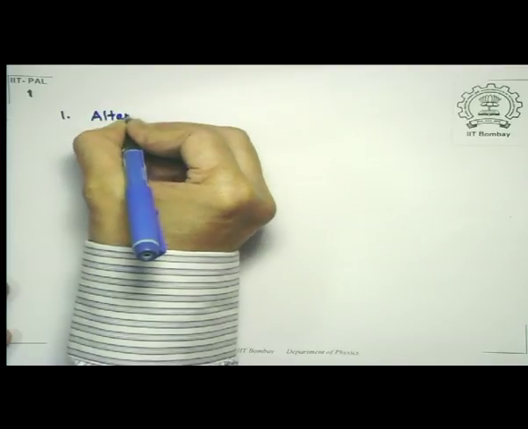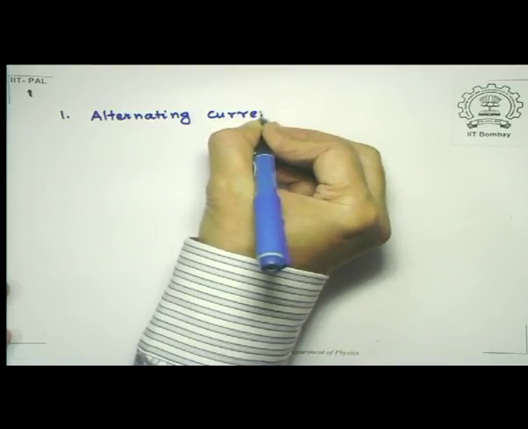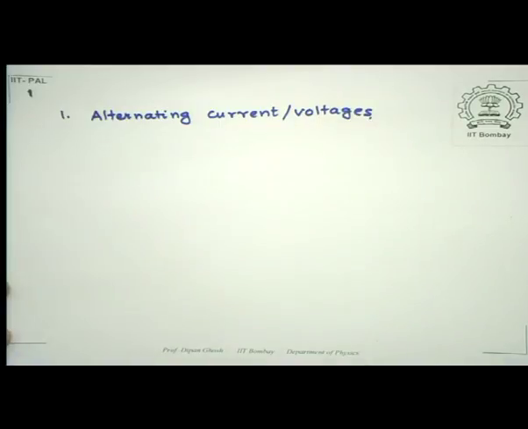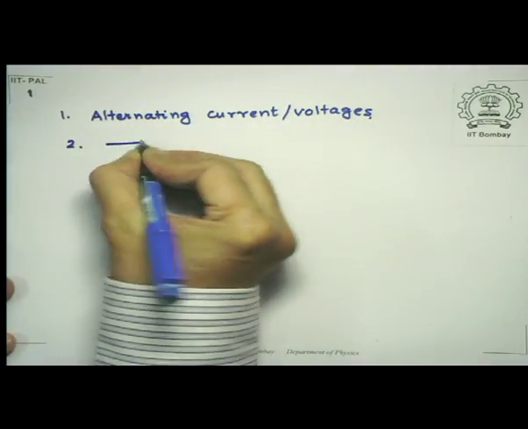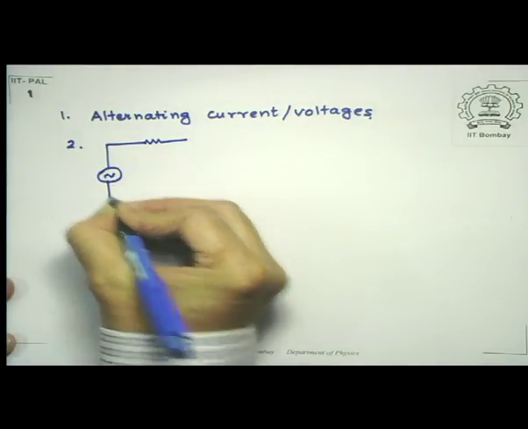Welcome back. In the last lecture, we introduced you to what are called alternating currents or alternating voltages, and we defined different terms associated with these. We considered first a simple circuit consisting of a resistance and a source of EMF, which is time varying.